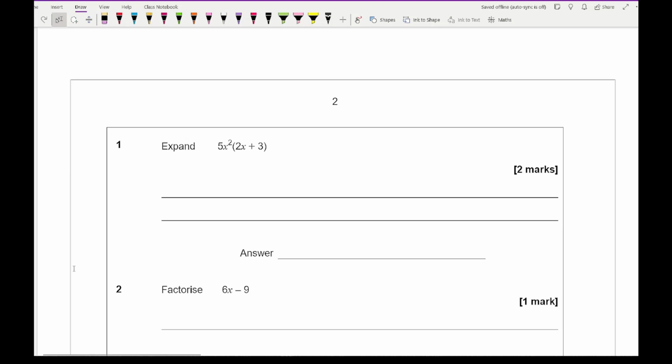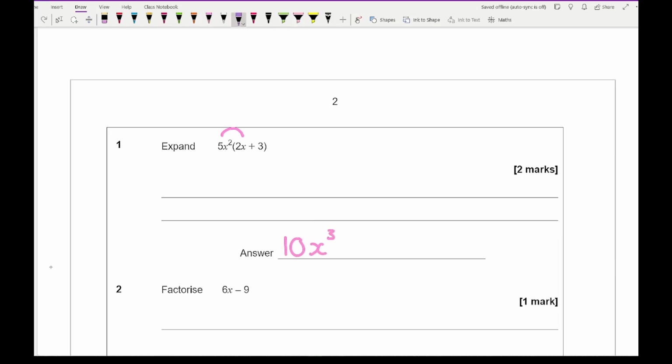So looking at question 1, it says expand 5x squared, and then we've got 2x plus 3 inside the bracket. So here, what you've got to do is multiply numbers with numbers, letters with letters. And where you've got the same letter, you then want to use powers. So here we've got 5 times 2, which is 10. And then we've got x squared times x, so that gives us 3 x's, so it's going to be x cubed.